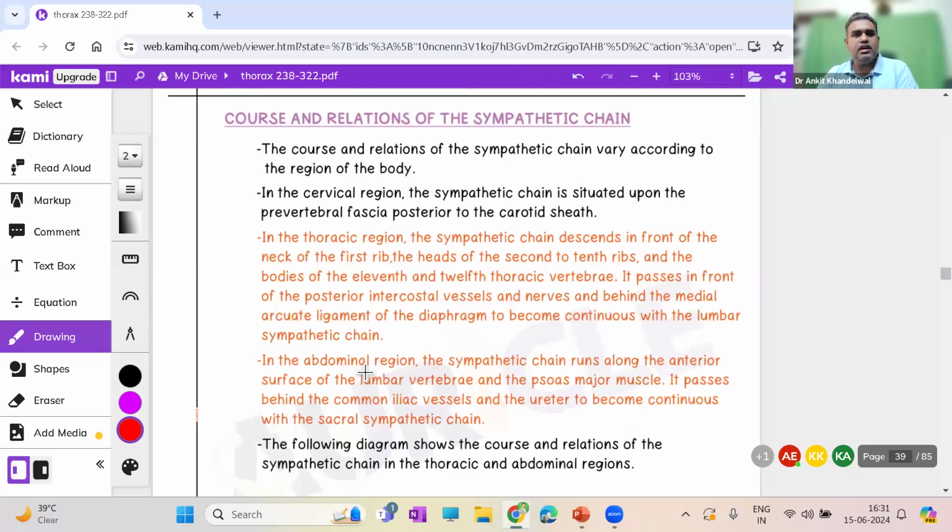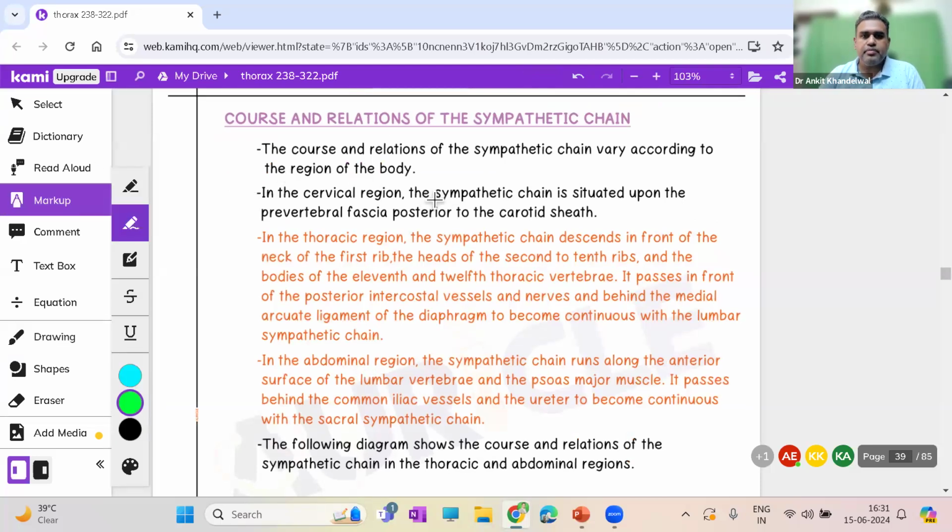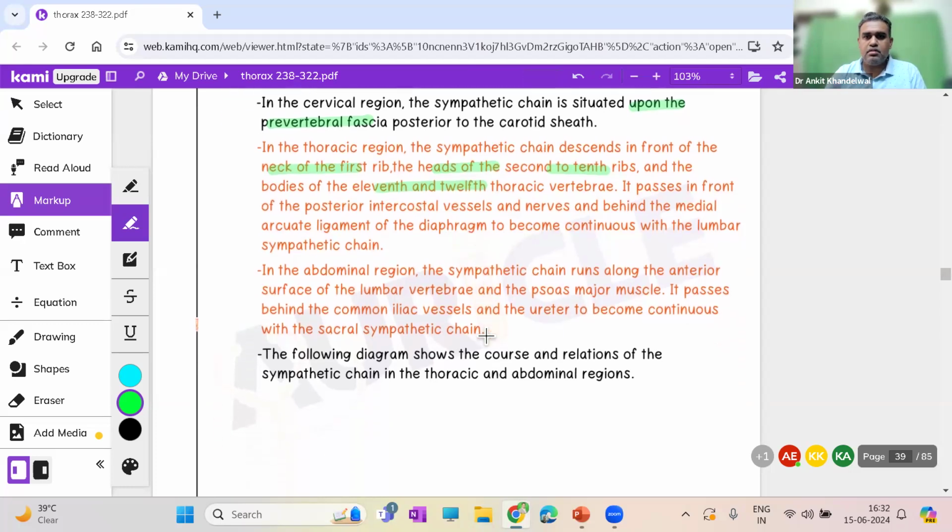Course relations vary according to the region. Now let us see in the cervical region, the sympathetic chain is situated upon the prevertebral fascia. They might sometimes ask you, rarely, but you can write in theory. In the thoracic region, the sympathetic chain descends in front of the neck of the first rib. The neck is where, behind that, is the vertebral column. So start from there, then the heads of the second to 10th ribs and the bodies of these. So they are passing basically in front of the posterior aspect of the ribs. It passes in front of the posterior intercostal vessels. In the abdomen, it lies on the anterior surface of the lumbar vertebrae and the psoas major muscle. Psoas major is a very important anatomical landmark in the posterior abdominal wall that you'll see in the abdominal part. It passes behind both these vessels.